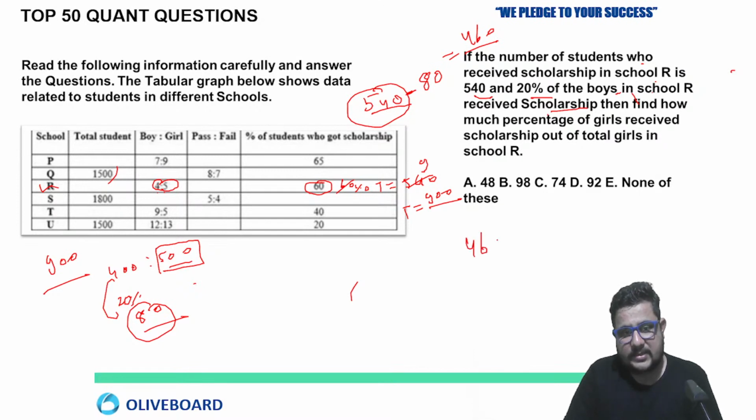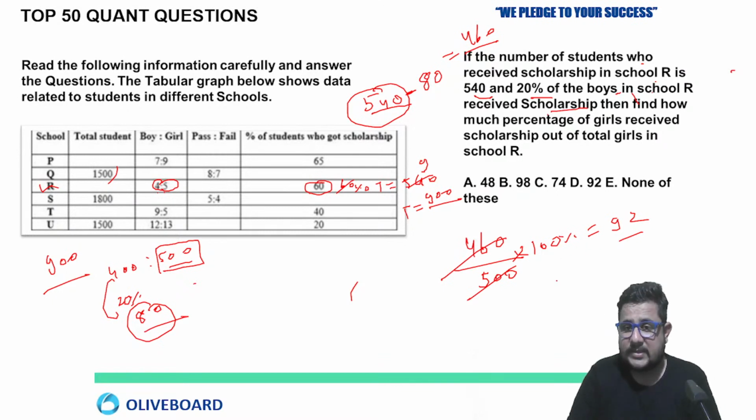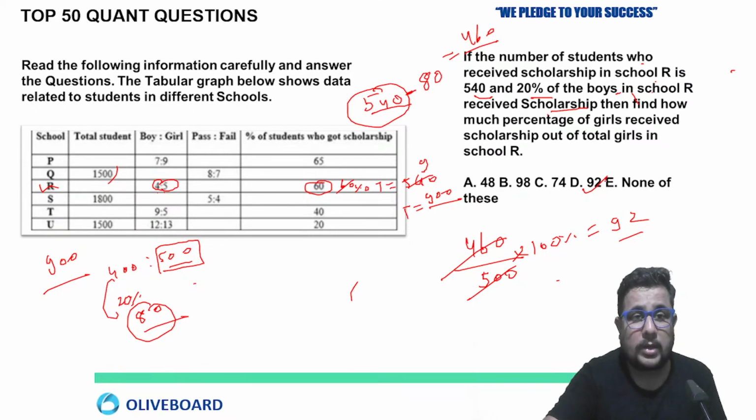Now 460, right, the girls who got the scholarship, and 500 is the total, so just cancel it, multiply 92. 5 9s are 45, then extra what, 10 is also there, 5 2s are 10, like that you can solve easily. Okay, so 92. Hope so it is clear to all of you now.